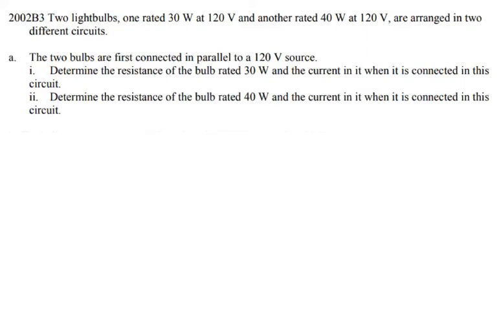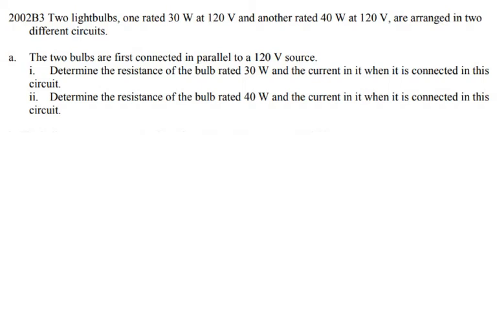This is 2002 AP Physics B question FRQ. Now these sections are covered in AP Physics 2. And the question states that two light bulbs, one rated 30 watts at 120 volts and another one rated 40 watts at 120 volts, are arranged in two different circuits.